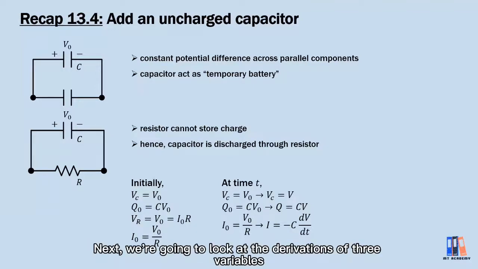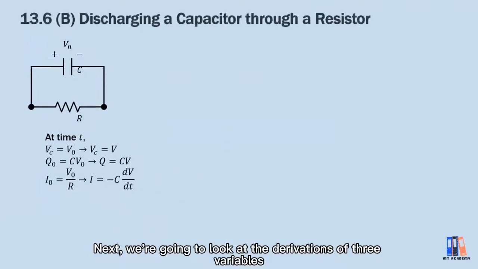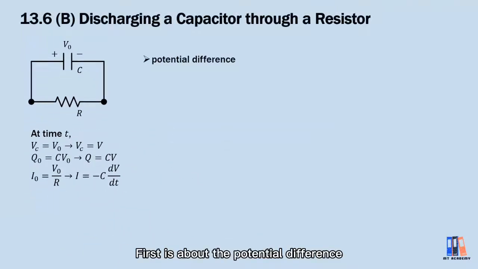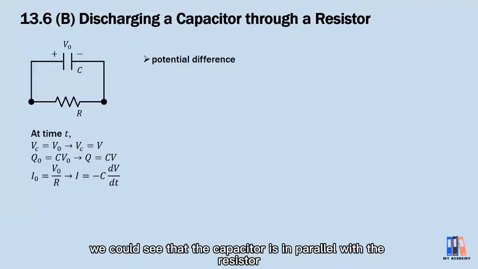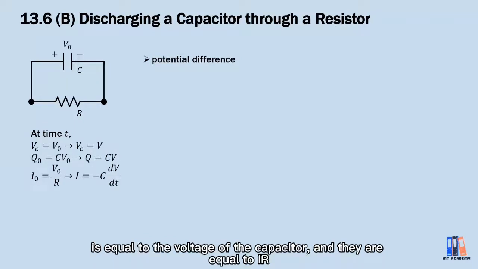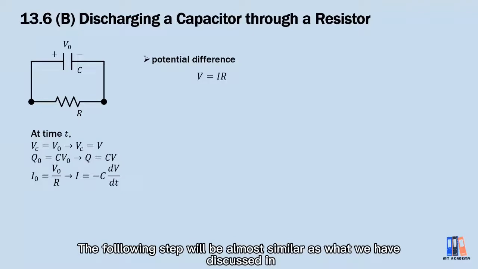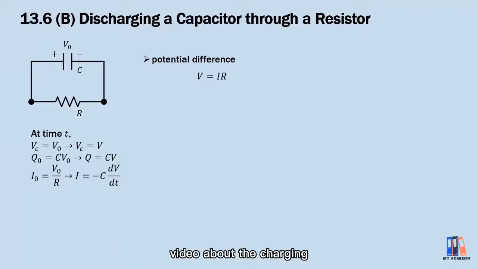Next, we're going to look at the derivations of the three variables. First is the potential difference. We could see that the capacitor is in parallel with the resistor, so the voltage across the resistor is equal to the voltage of the capacitor, and they are equal to IR. The following steps will be almost similar to what we discussed in the video about charging, so we'll do a quick one.